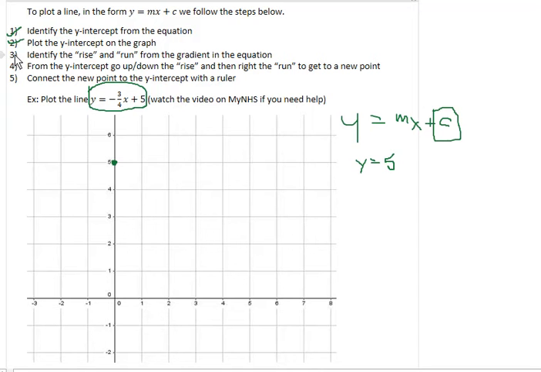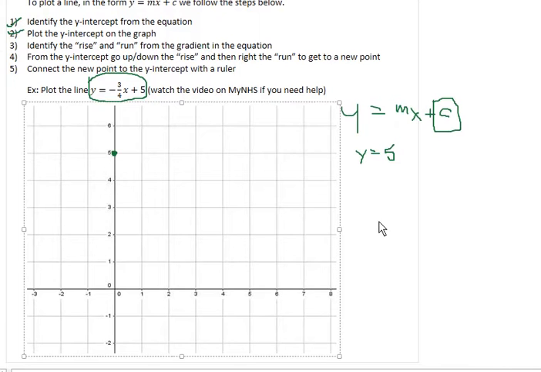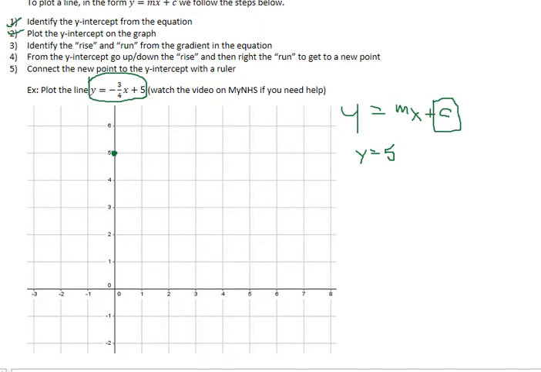Now the next step is to identify the rise and the run from the gradient in the equation. Right now, our gradient is m equals -3 over 4. It's got the negative out front, but remember what we talked about today, that we can actually write that as m equals -3 over 4, so the negative can be with the 3, just like this.